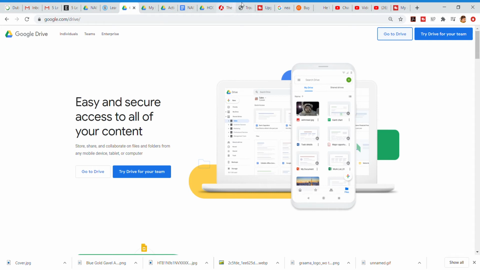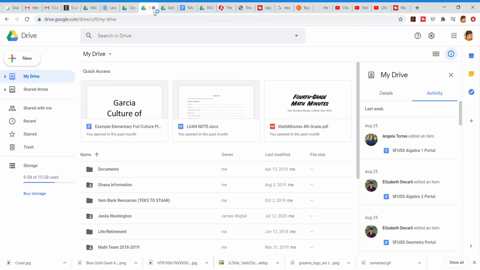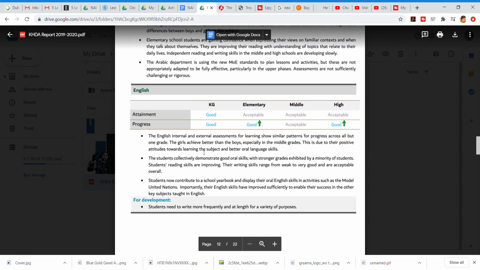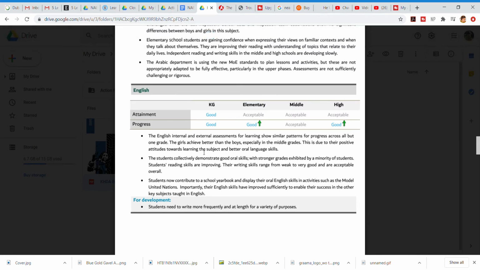When we look at the actual KHDA document, we're going to read and see what it's talking about, what it means, and how we focus on it. So here it is, the English department, and you're going to read it. The very first thing that you see is your attainment is acceptable in elementary, middle, and high. So you already know you should have an attainment goal. But we're going to focus more on the words.